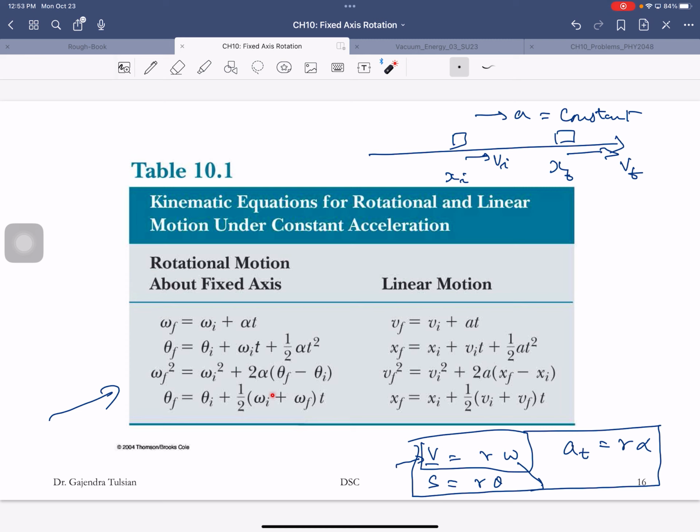So here are the corresponding formulae, and you can get these formulae from these. All you have to do is the following replacement: x gets replaced by theta, v gets replaced by omega, a gets replaced by alpha. That's it, that's the prescription, and the formulae are exactly the same.